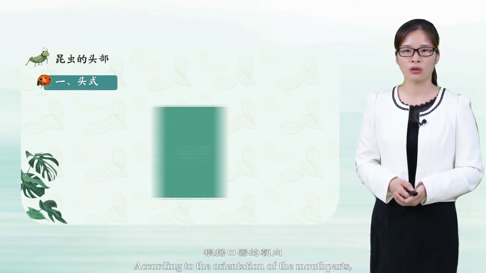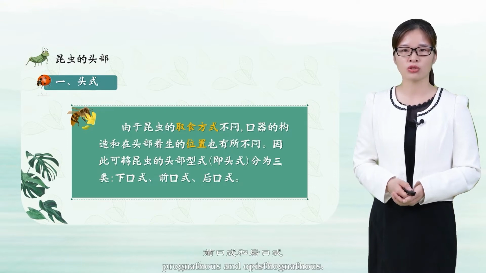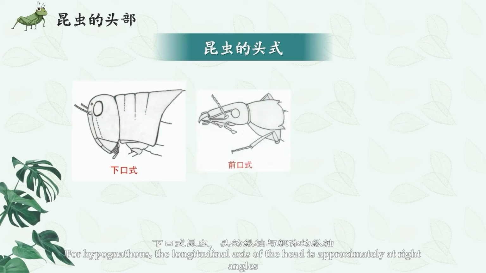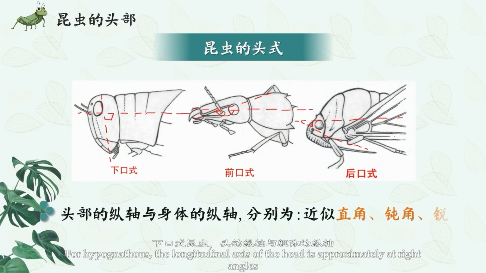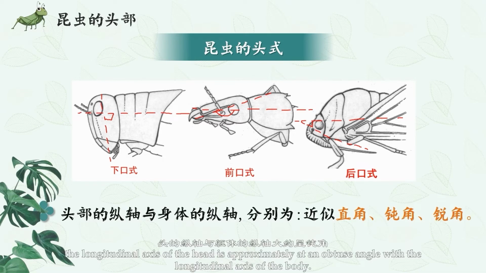According to the orientation of the mouthparts, insects can be divided into three types: hypognathous, prognathous, and opisthognathous. For hypognathous, the longitudinal axis of the head is approximately at right angles to the longitudinal axis of the body. For prognathous, the longitudinal axis of the head is approximately at an obtuse angle with the longitudinal axis of the body. For opisthognathous, the longitudinal axis of the head is approximately at an acute angle to the longitudinal axis of the body.